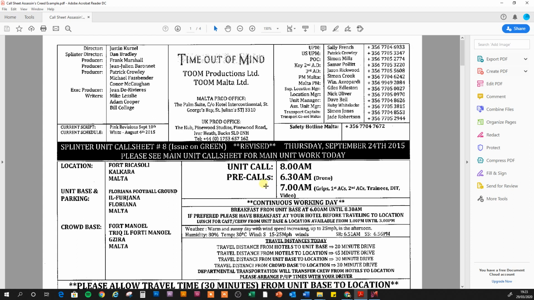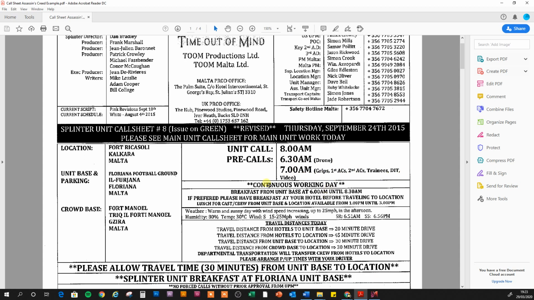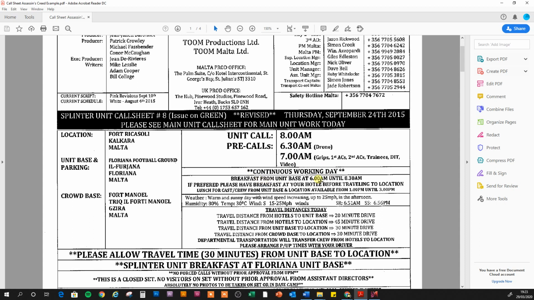Some people are going to need to be there even earlier, so they've got some drone shots going on. The people doing the drone shots need to be there at 6:30, right? The grips, the first ACs, second ACs, trainees, all those kind of people need to be there at 7 o'clock. Continuous working day, so they've got breakfast time, 6 to 8:30. If preferred, please have breakfast at your hotel before travelling to location. Lunch for cast and crew from base unit available from 1 to 3 p.m. Feeding people, keeping them happy. It's massively important on any job.